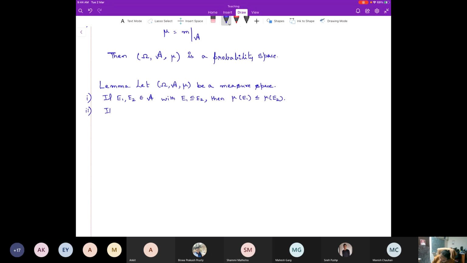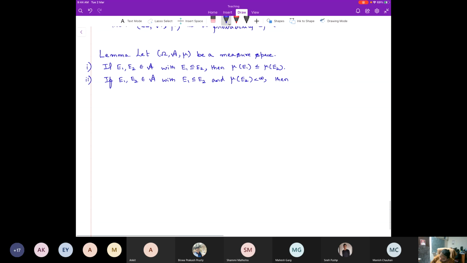Second one is that if E1, E2 belong to A with E1 contained in E2 and measure of E2 is finite, then mu of E2 minus E1 is equal to measure of E2 minus measure of E1.